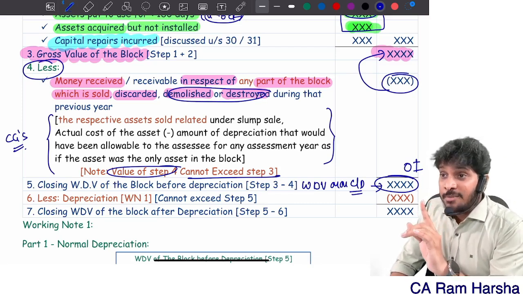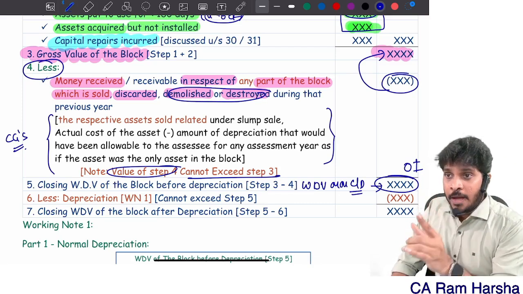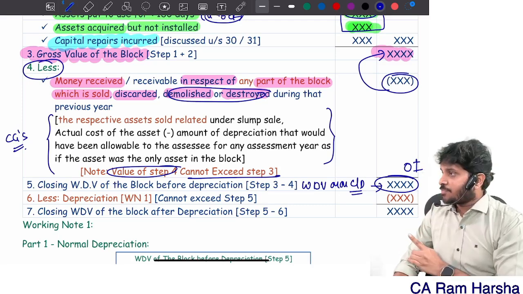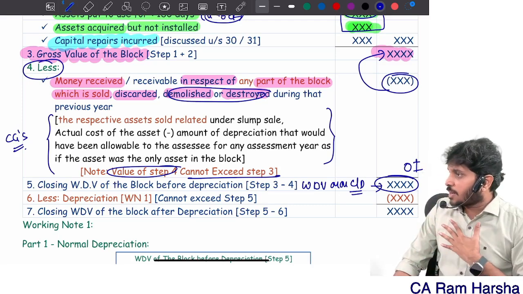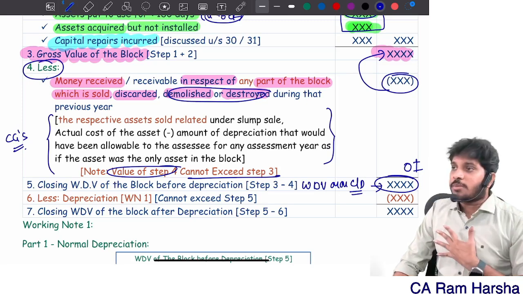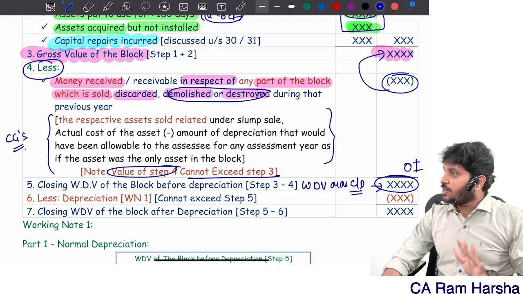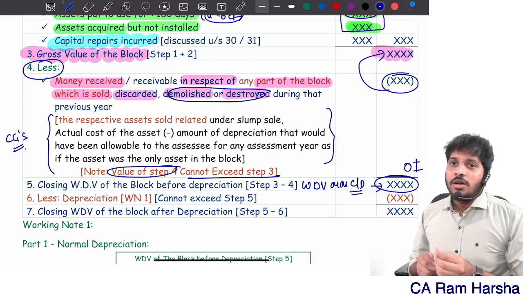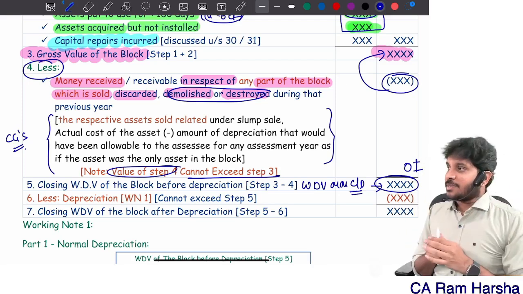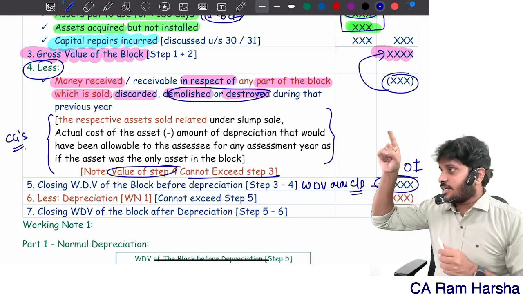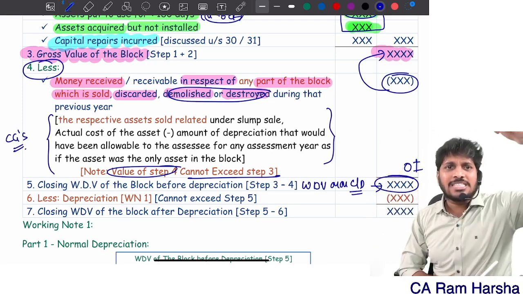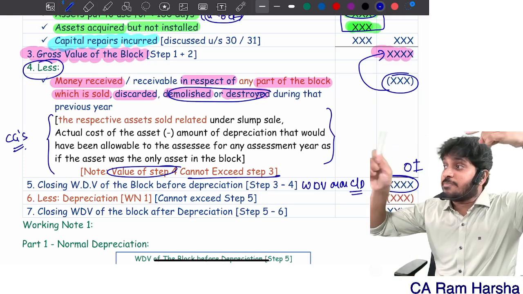By the way, the SLM option is available only for which assesses? Power generation undertakings. For a normal assessee, a service company, an IT company, or a normal manufacturing company, it is not available. I am only liable for the block of asset WDV approach. Now, how to calculate depreciation? First, identify the opening value. What is the opening value? Last year's closing value after depreciation.